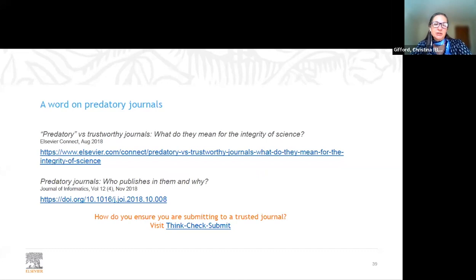It's really important to educate yourself on the journals out there. There's a site, Think, Check, Submit. It's a cross-industry initiative of individual publishers, along with representatives from various libraries and institutions, and it gives simple guidelines for how to assess a journal before submitting. Also, Elsevier's Researcher Academy has a module on how to find an appropriate journal.